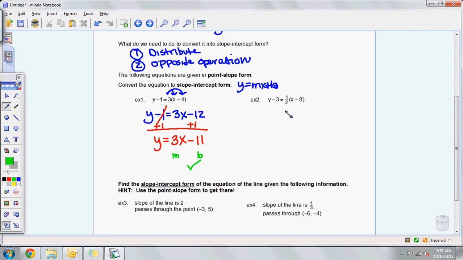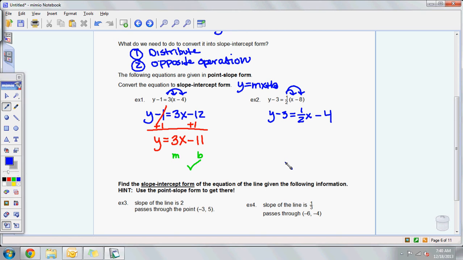Okay? All right, let's try this one. Don't freak out with the fractions. They're actually pretty simple. So the first thing we're going to do is distribute. So we're going to distribute that half to everything in the parentheses. So when we do that, we're going to bring down what's left. So half times x would just be half of x. And when you do half of negative 8, just think about what's half of 8. So half of 8 would just be negative 4.